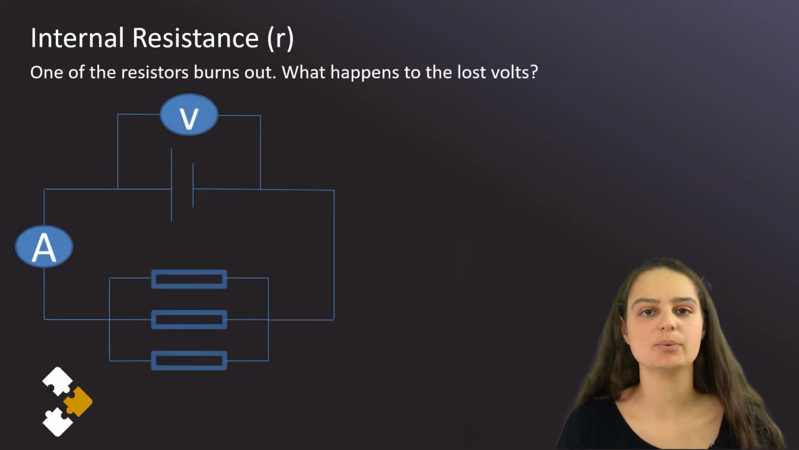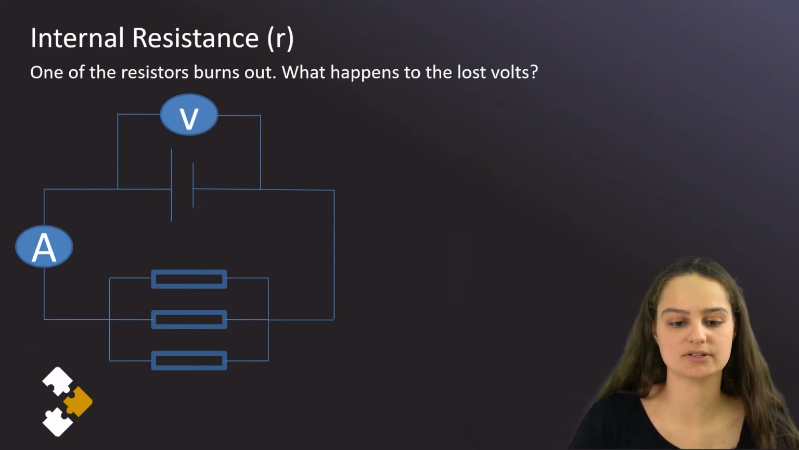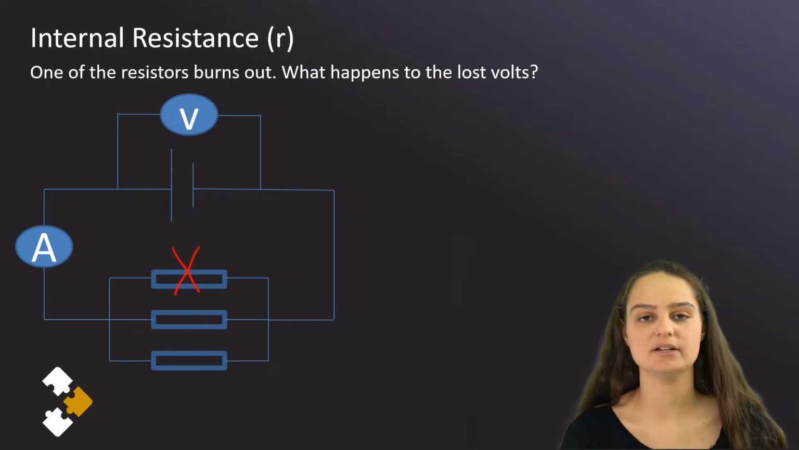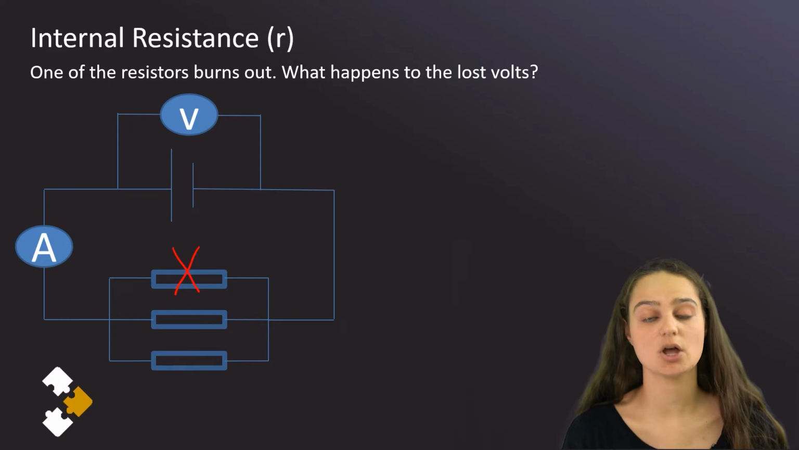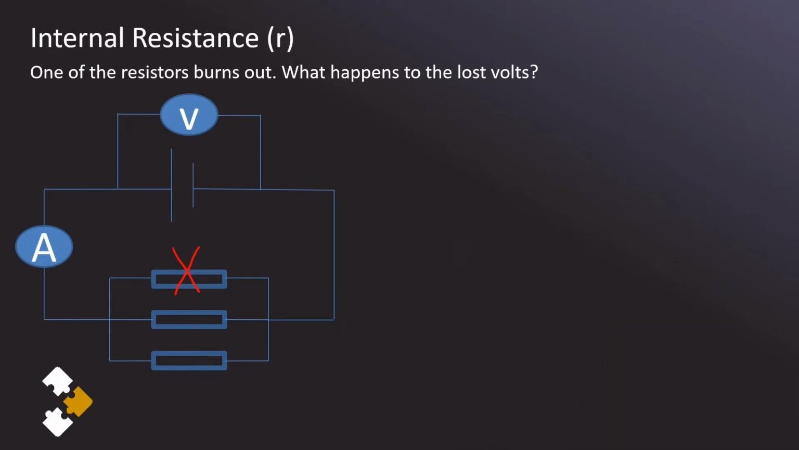Now let's see what happens if a resistor burns out. What is going to happen to the lost volts? Well, if the resistor burns out, let's say this one, this is going to mean that the total resistance in this parallel circuit over here is going to increase, which means that the total resistance in the whole circuit is also going to increase. EMF has got to stay constant. So let's write that here: EMF is constant.